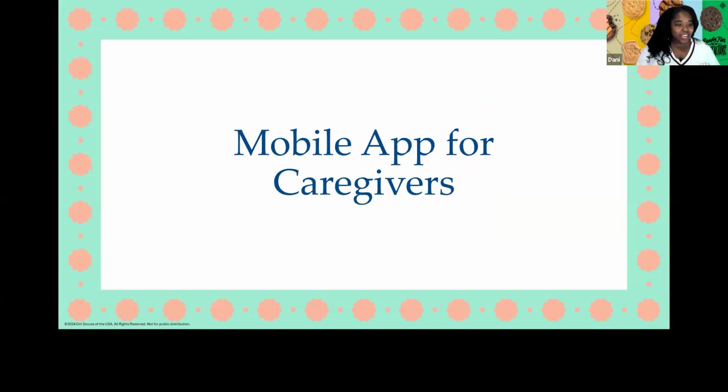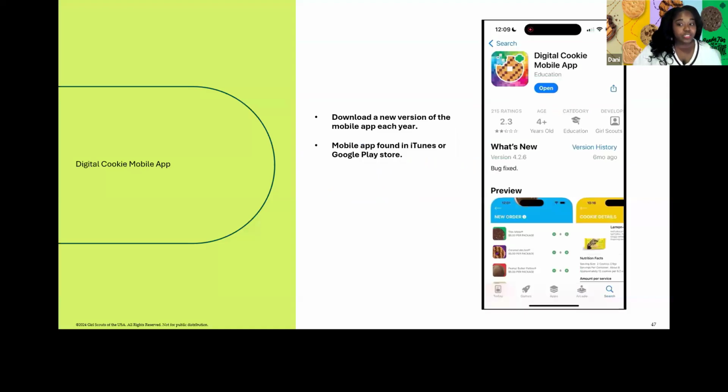All right, so let's talk about the mobile app. Girl Scouts can use the Digital Cookie mobile app to process and review orders placed through the Girl Scout's individual site. We highly recommend you make sure you download the most up-to-date version of the Digital Cookie app every year, because as they do updates to the system, they're going to do updates to the app. So to make sure you have the most accurate app, you want to update that app or download a new app.